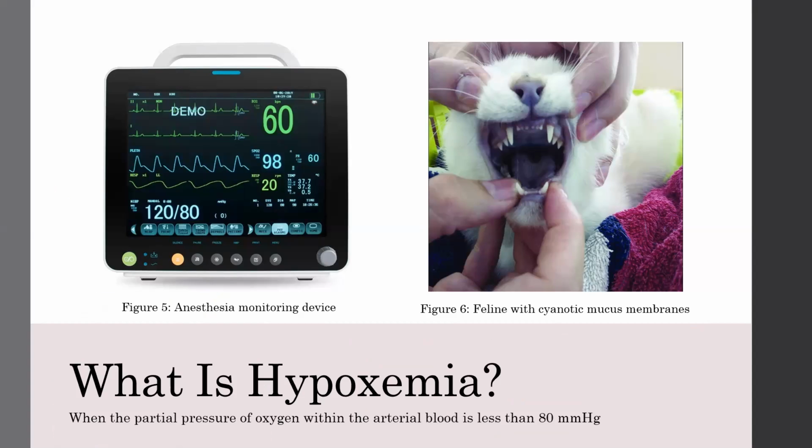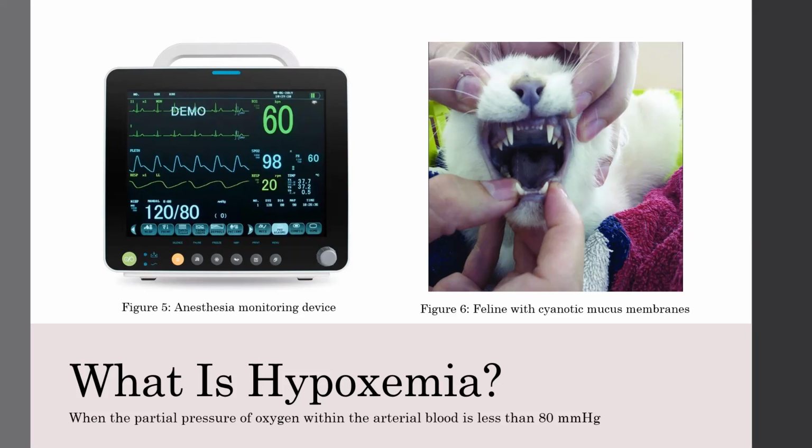So, what is hypoxemia? Hypoxemia is defined as the partial pressure of oxygen in arterial blood that is less than 80 millimeters of mercury. There are some cases that go below 60, and these are considered to be severe. Hypoxemia will result in the patient having a low pulse oximeter reading, and they may possibly be cyanotic.